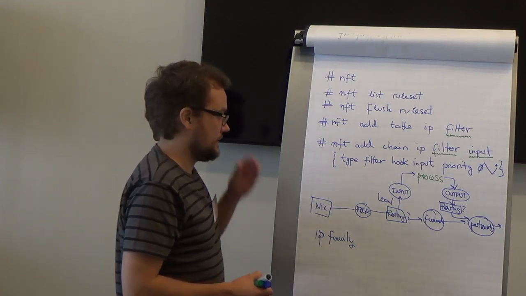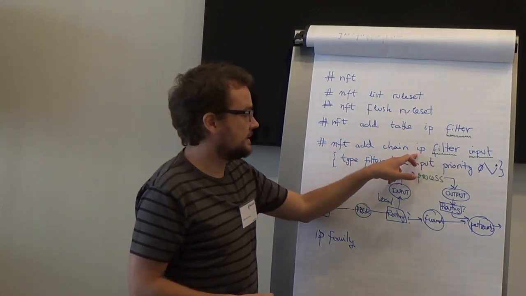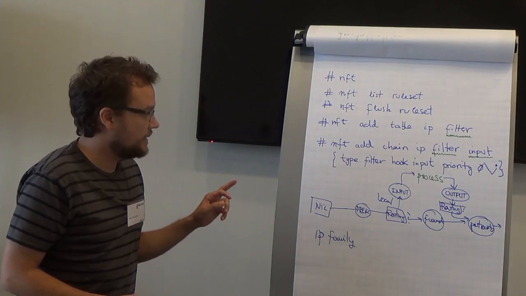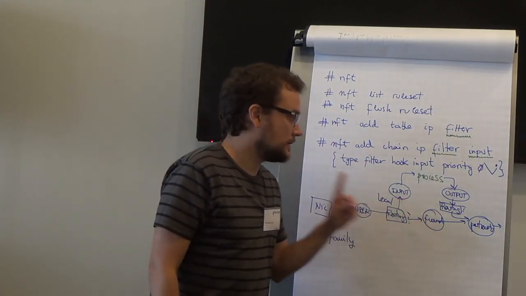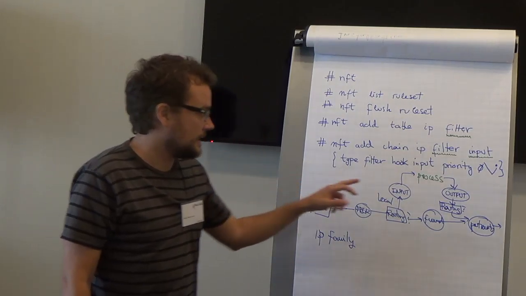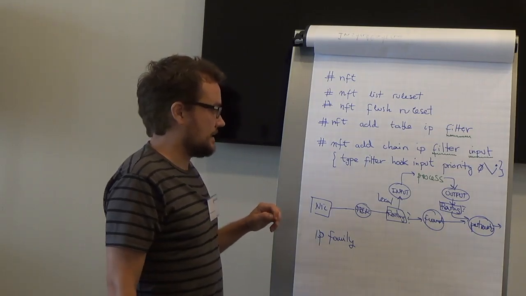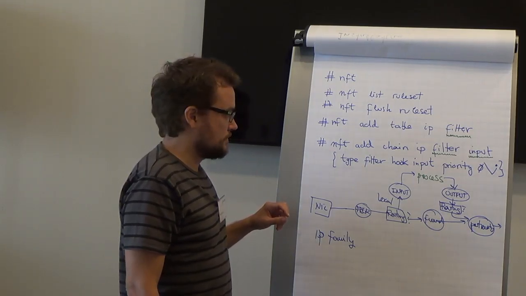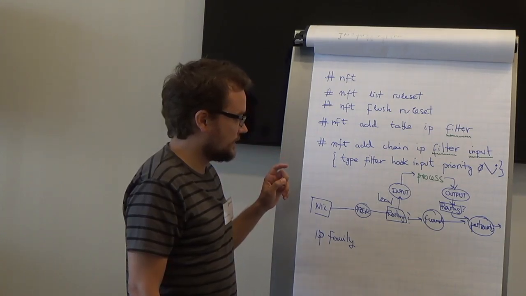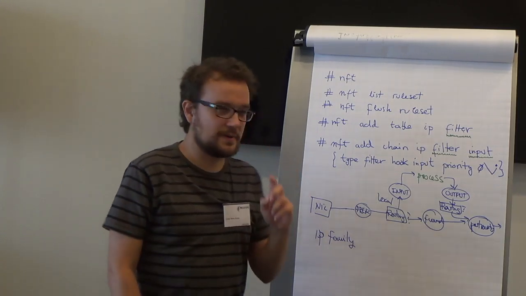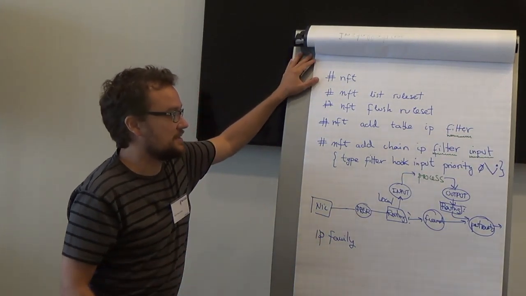Okay, and I'll show you later, we will see more families. I mean, for IPv6, it is exactly the same. For ARP, we don't get forward. We only got input and output, if I remember correctly. And then for bridge, I don't know by heart. So anyway, let's see this with examples.